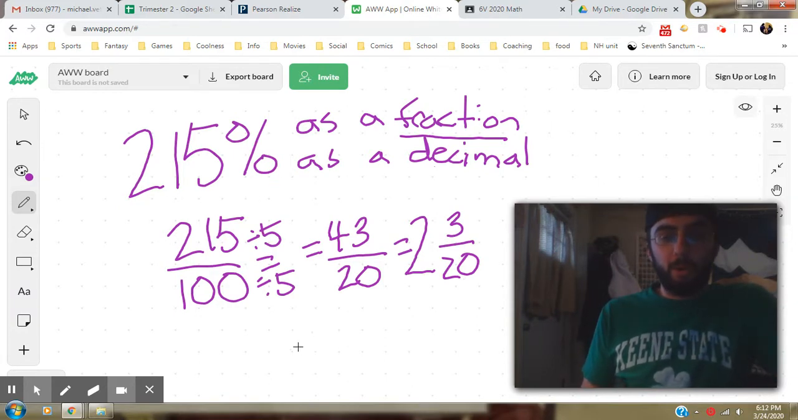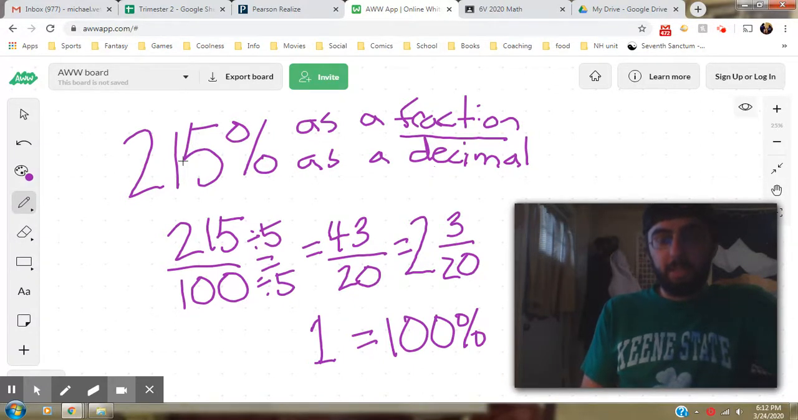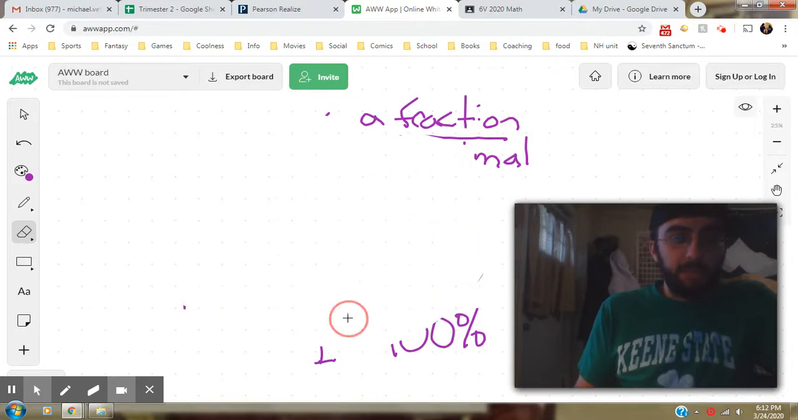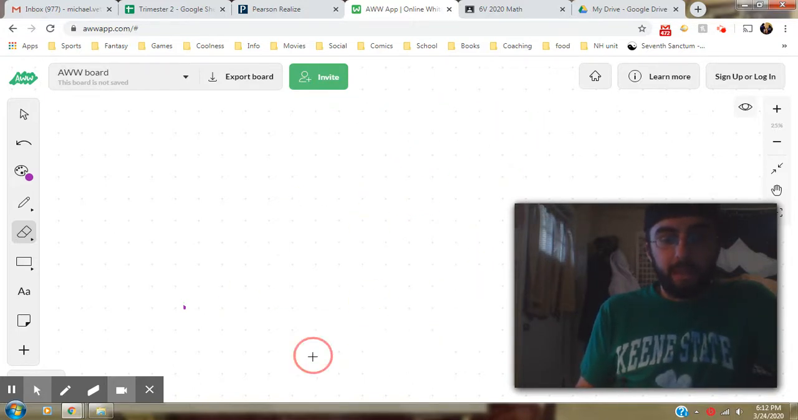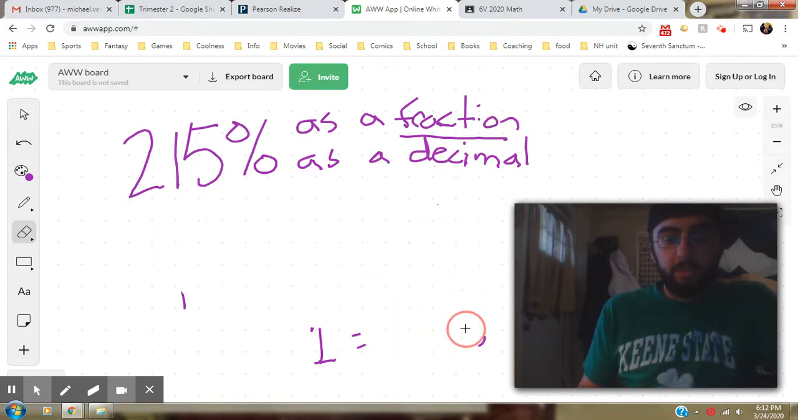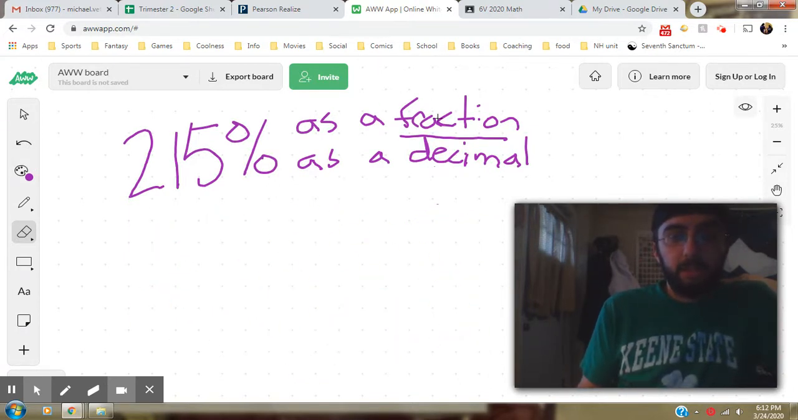So our one whole, if I just had the number 1, one whole is 100%. All right. So 2 wholes would be 200%. So it's really 200% and 3/20. 3/20 is 15%. So 1 is 100%, 2 is 200%, and then we tack this on, would be the 215%. All right, so that is changing a number that is greater than 100% into a fraction. All right, so that's that one.